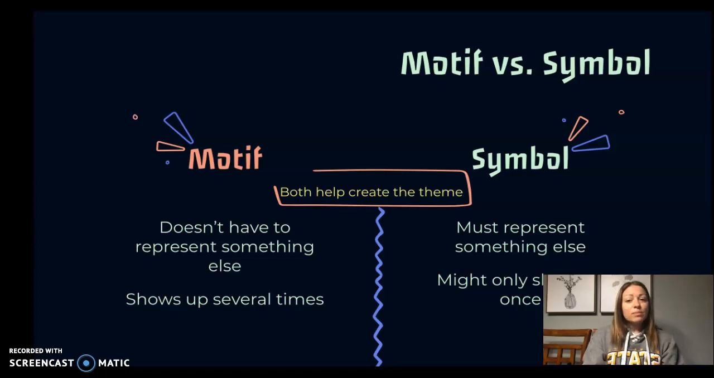Like in Of Mice and Men, we talked about size, we talked about responsibility and caring, we talked about animals as motifs. A symbol, on the other hand, has to represent something else, and it might only show up once or twice in the novel, which means that it's not a motif, it's a symbol.